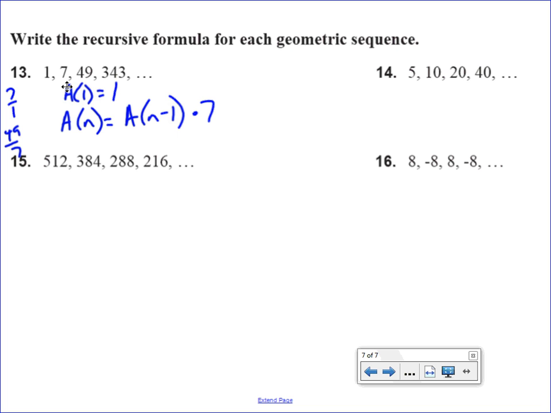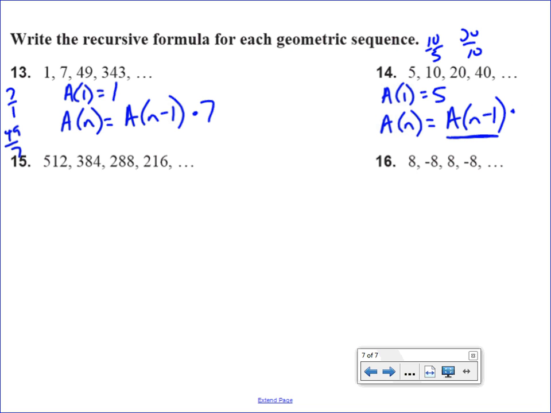Okay, so this next one, our first term is a 5. Any term after that, you would be taking the previous term, a(n minus 1). This again refers to the previous term, and then our ratio here, 10 to 5 or 20 to 10. Common ratio is a 2, so we'd be multiplying by a 2.